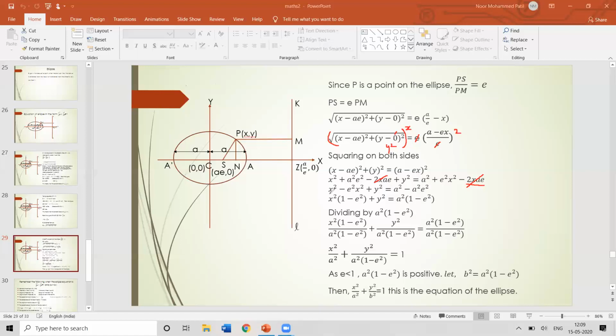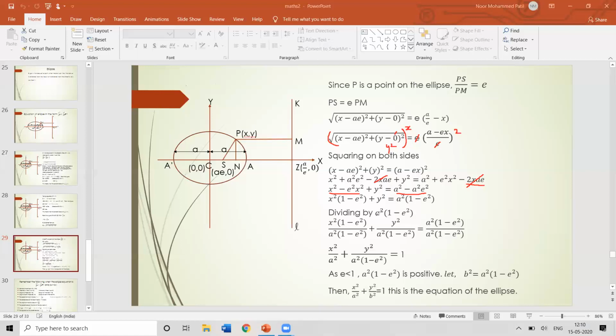Now I can take x square common. So what is left out? 1 minus e square. From these two terms, I have taken x square common. From these two terms, I have taken a square common. So 1 minus e square. Okay. Now don't cancel, because it is having one more term here.